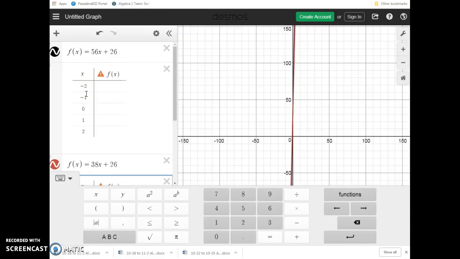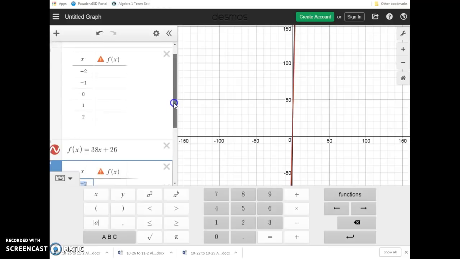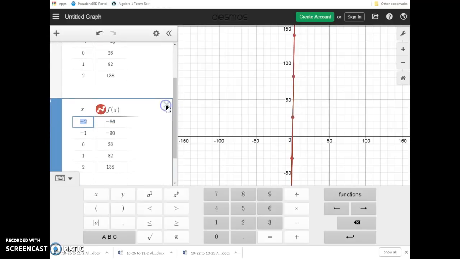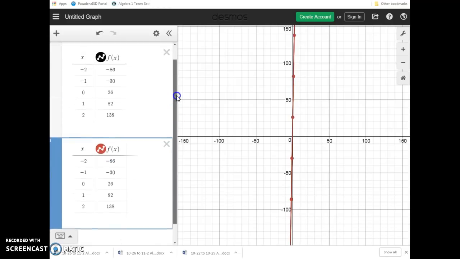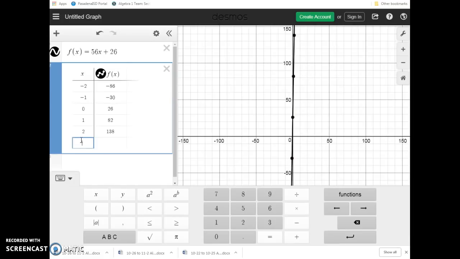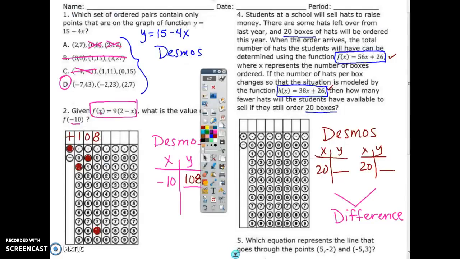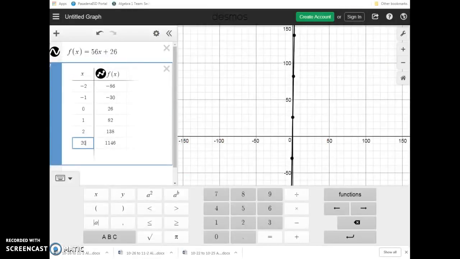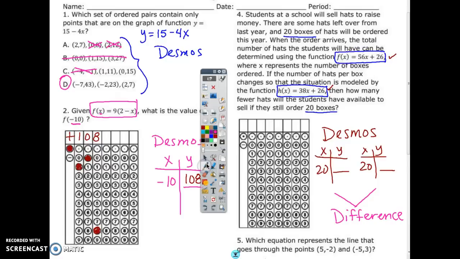Why didn't this work? Oh, so I have to do one at a time. Hold on. Okay, I'm just going to do one at a time. I'm going to type 20. Oh yeah, the other one was h of x. 20 gives me 1,146, so write that down. 1,146.